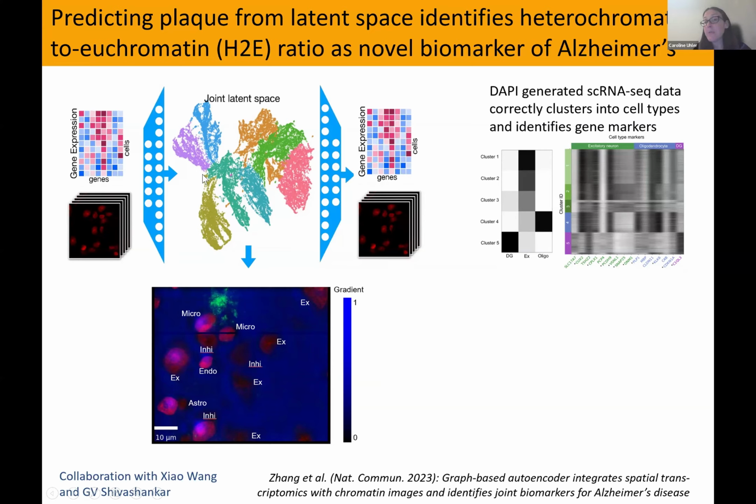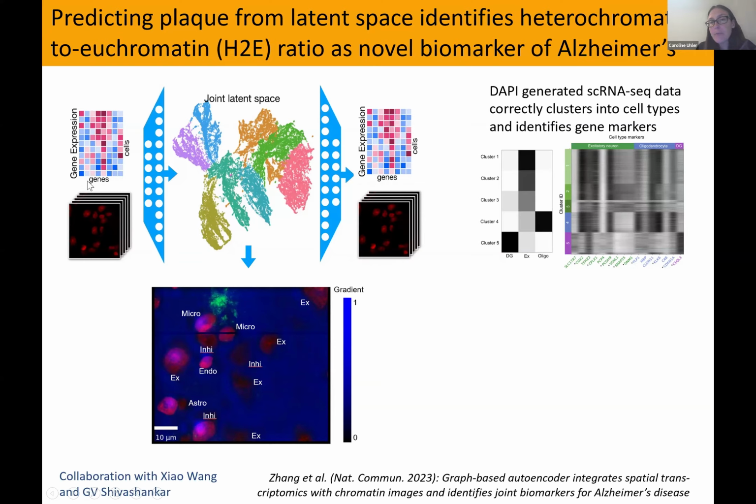And now you can ask, what do these clusters mean? You can map these clusters back to the imaging space, for example. And these clusters nicely correspond to different cell types. But in particular, we can then validate what we did before, where it seemed like we can translate quite well just from DAPI-stained images to gene expression.